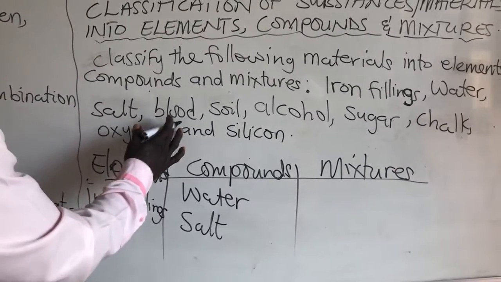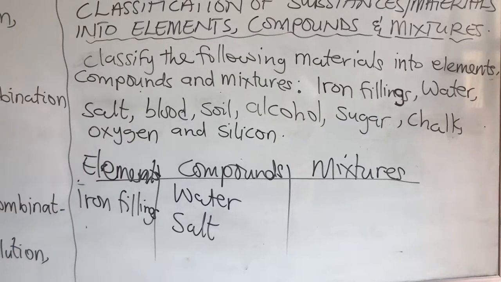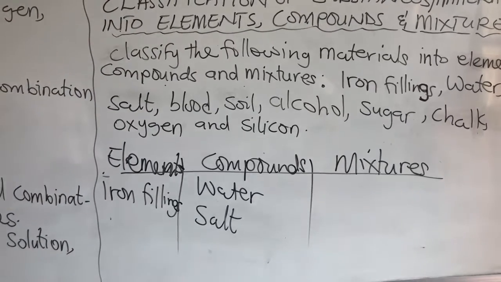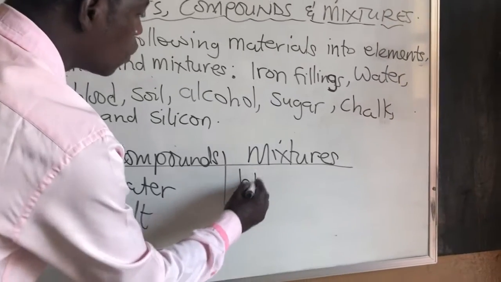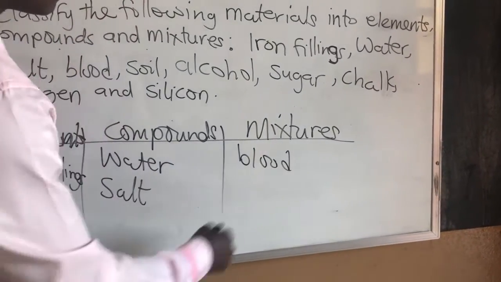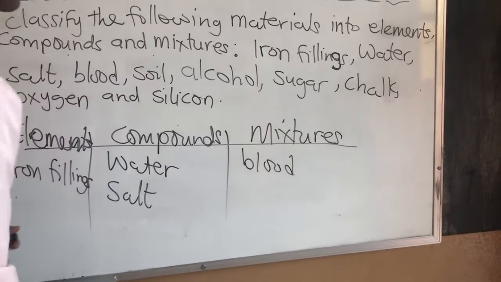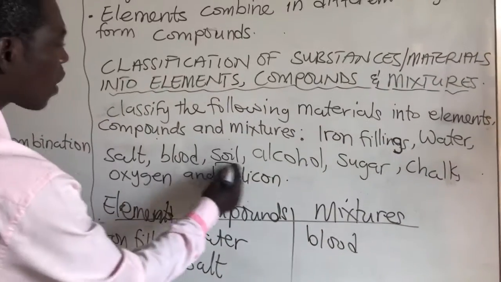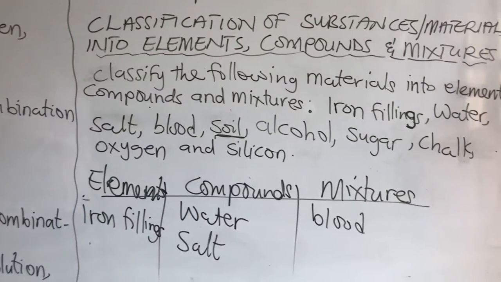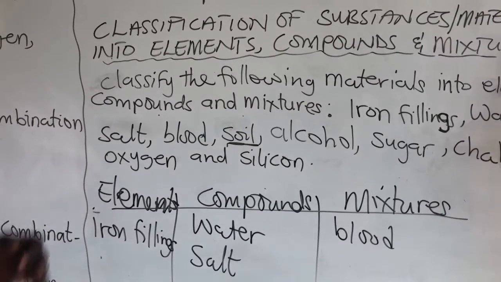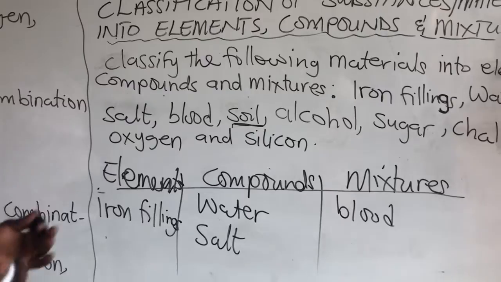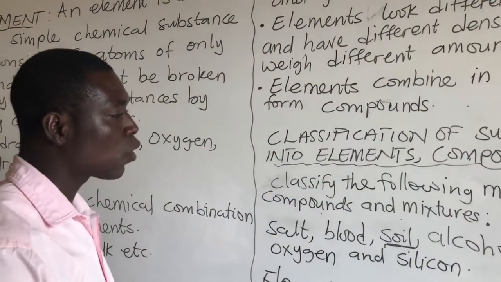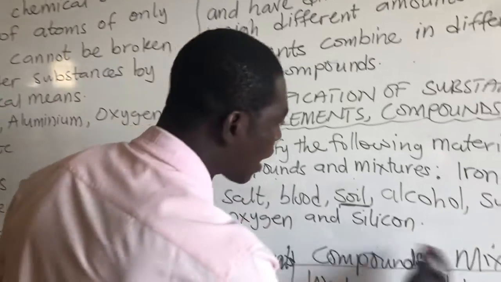Now let's look at blood. Blood is composed of various elements or materials, and therefore is a mixture. We have food nutrients mixing with blood. We also have oxygen mixing with blood and the rest. So blood is under mixtures. Let's look at soil. Soil, you all know, is the upper layer of the earth, and it is made up of a lot of materials which mix together to form the soil, and therefore soil too is under mixtures.